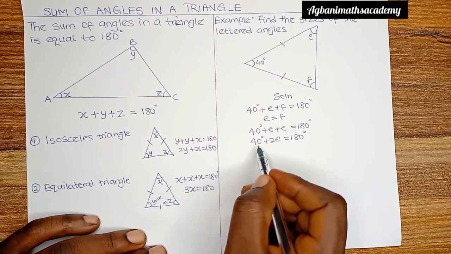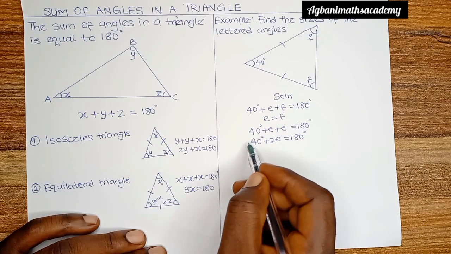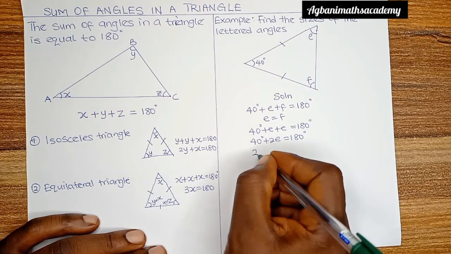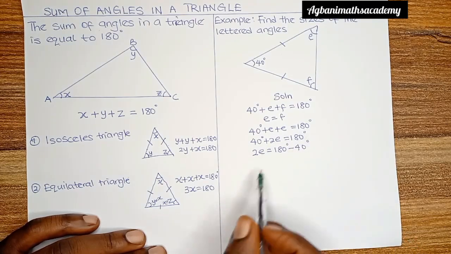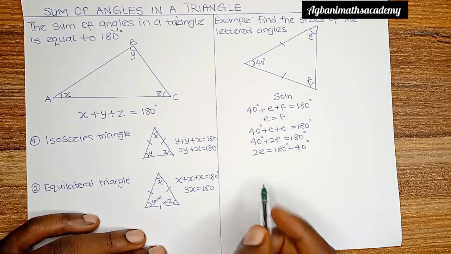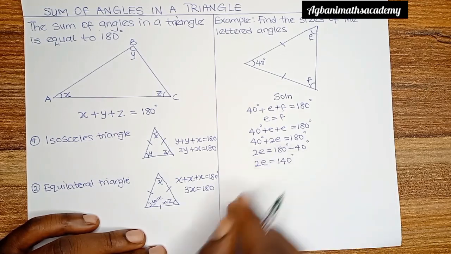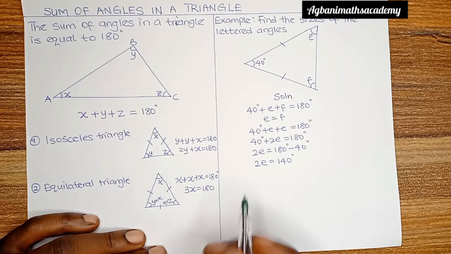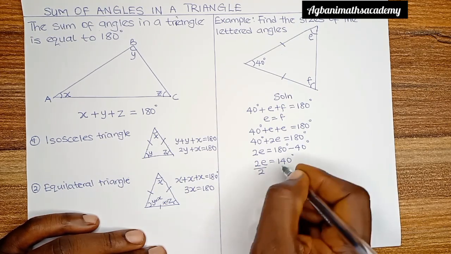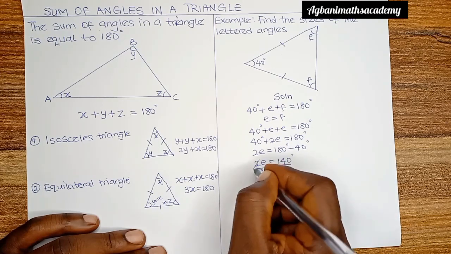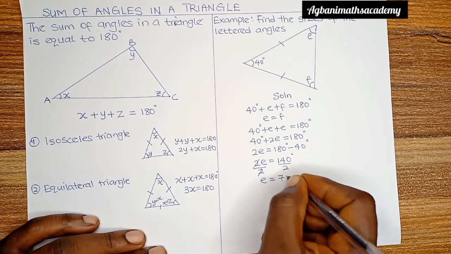So we can simply relocate 40 to the right. And when it moves to the right, the invisible positive sign here is going to change to negative. So 2E is equal to 180 degrees minus 40 degrees. 180 degrees minus 40 degrees is going to give us 140 degrees. So 2E is equal to 140 degrees. So what do we do next? We divide both sides by the coefficient of E in order to cancel it out. So divided by 2, divided by 2. So 2 is going to cancel out 2. E is equal to 140 divided by 2, which is going to give us 70 degrees.